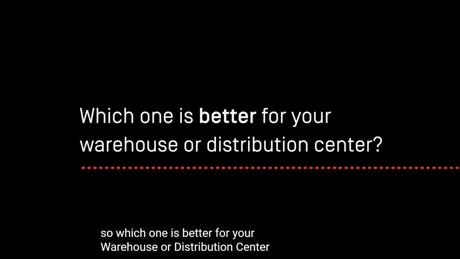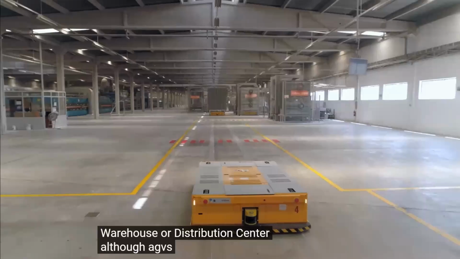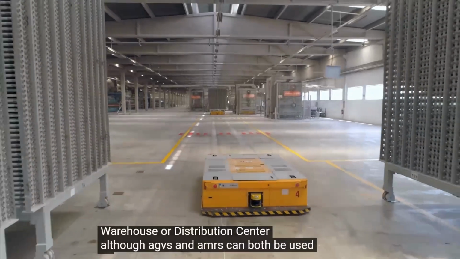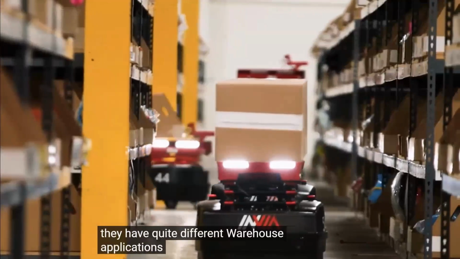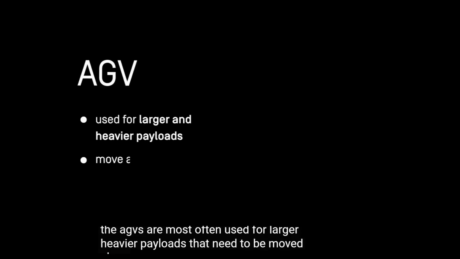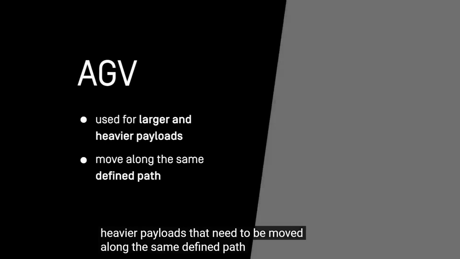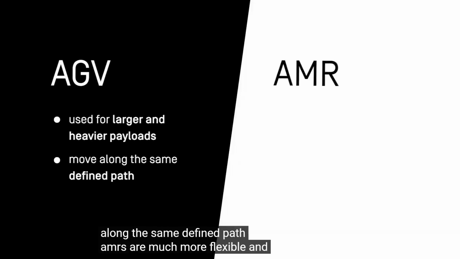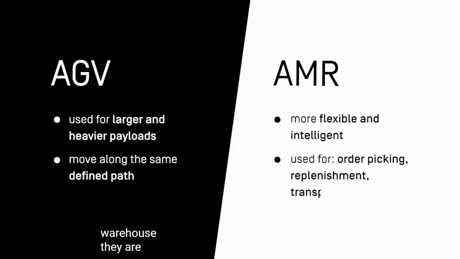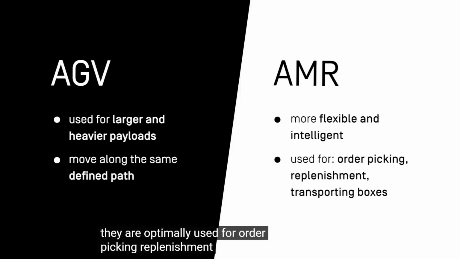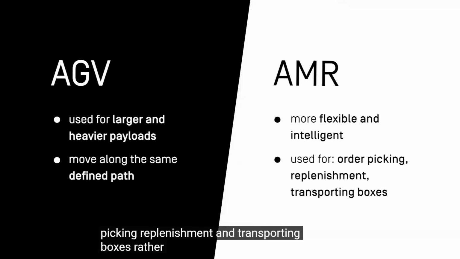So which one is better for your warehouse or distribution center? Although AGVs and AMRs can both be used to transport goods within your facility, they have quite different warehouse applications. The AGVs are most often used for larger, heavier payloads that need to be moved along the same defined path. AMRs are much more flexible and intelligent in the way they navigate the warehouse. They are optimally used for order picking, replenishment, and transporting boxes rather than large objects.